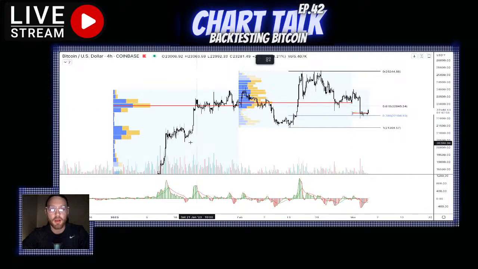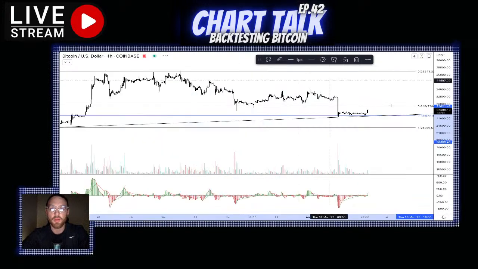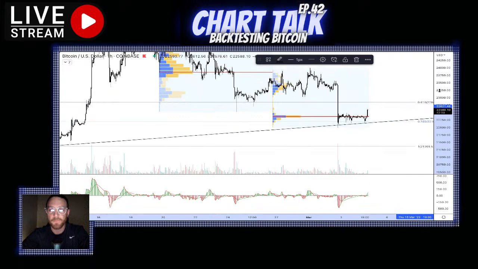So I do think there's a possibility for this to continue to the upside. It's holding very clean right here. I really wanted to see one more pump to the downside before it made this move, and we'll look at that on this lower time frame now.